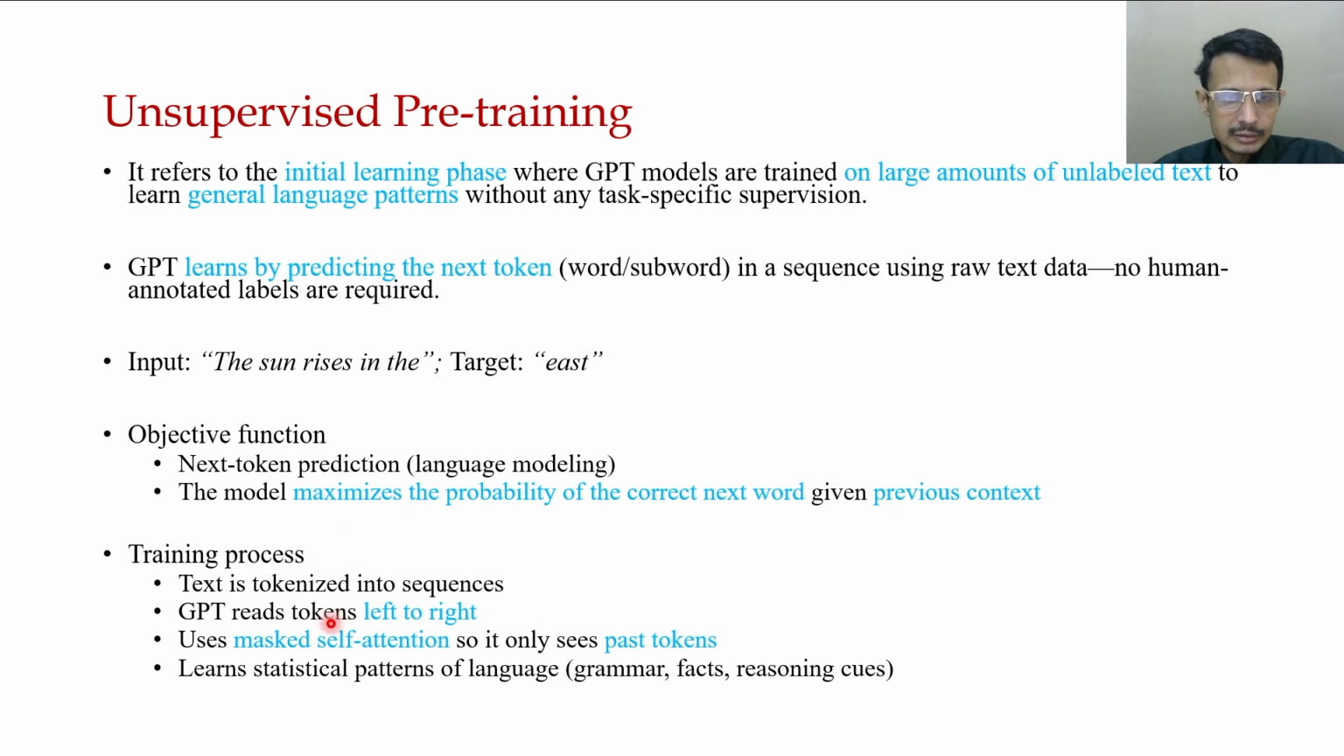If we do the step-by-step training process, first the text is tokenized into sequences. Then GPT reads the tokens left to right. So if these are the tokens, it is tokenized, then GPT scans left to right and uses masked self-attention, so it only sees the past tokens, no future tokens. It learns statistical patterns of language, grammar, facts, reasoning cues, etc. So this is, as a whole, the pre-training process of the GPT.